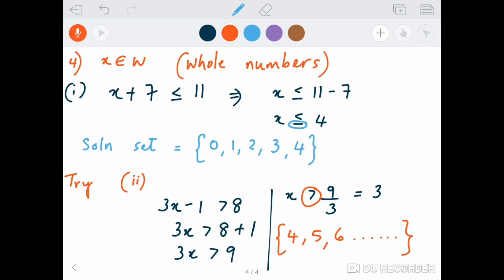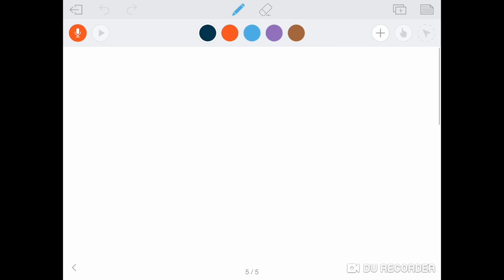All right. I hope this was clear to you. Most of the exercise is just going to revolve around this. So you just have to move terms around, find out what family of numbers it belongs to and write the solution set. Let's look at the third one. The third one might be slightly different for you.